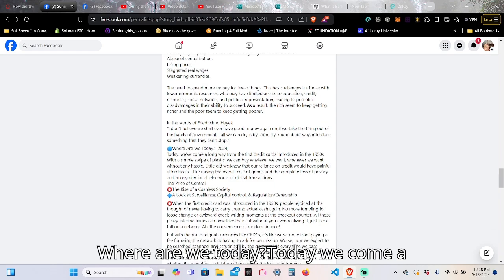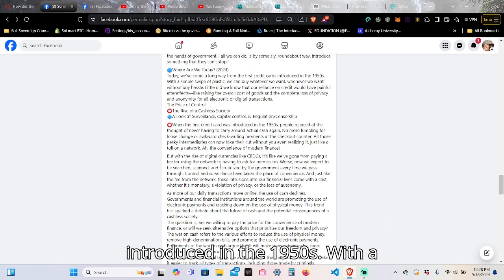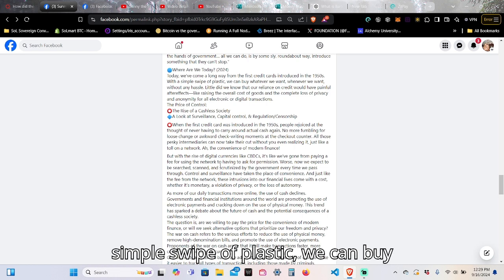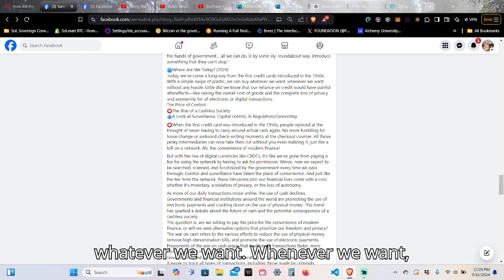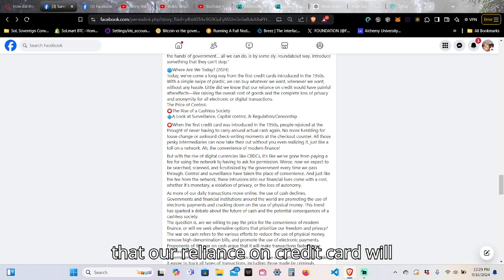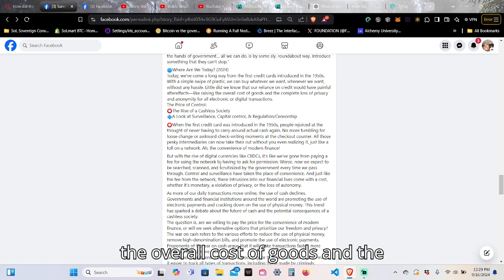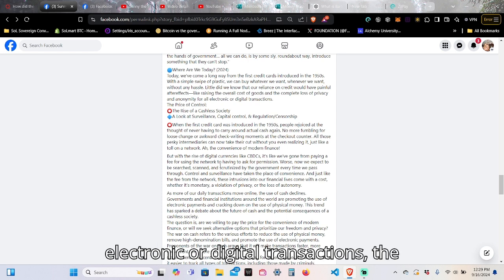Where are we today? Today we've come a long way from the first credit cards introduced in the 1950s. With a simple swipe of plastic, we can buy whatever we want, whenever we want, without any hassle. Little did we know that our reliance on credit cards would have painful after effects, like raising the overall cost of goods and the complete loss of privacy for all electronic or digital transactions.